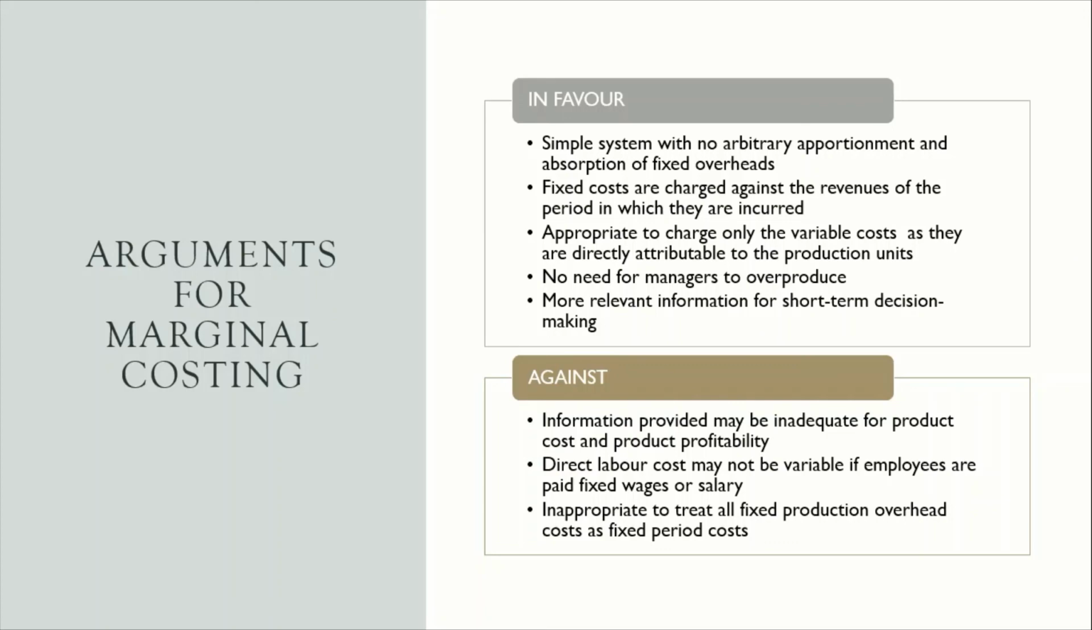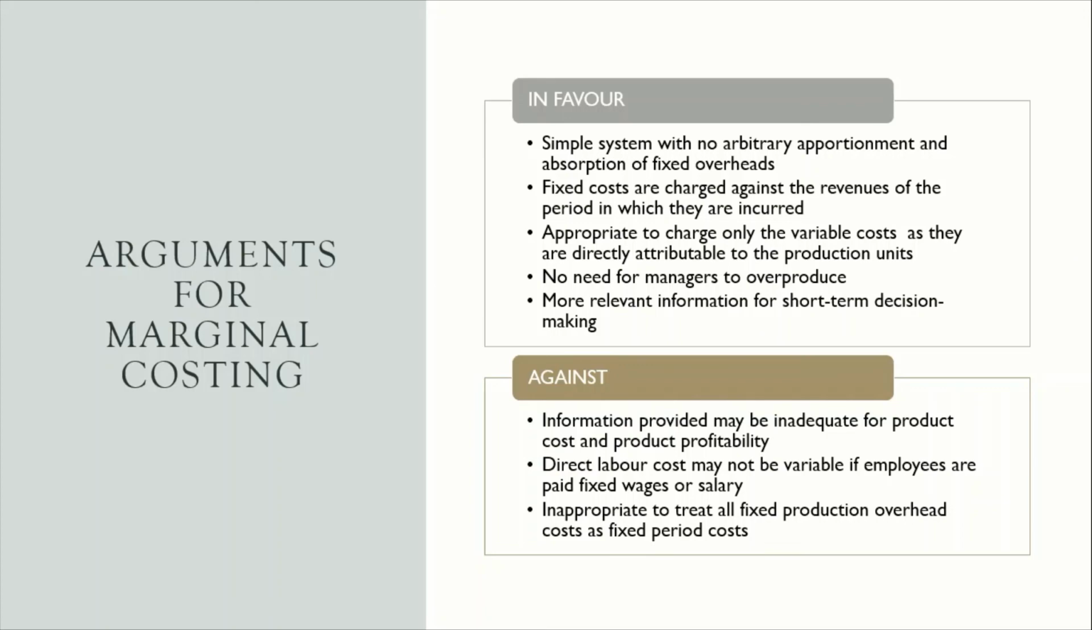People that are against the system say that the information provided may be inadequate for product cost and product profitability. Okay, so it's not suitable for any production total cost because we only took variable cost, as well as for product profitability. The second is that the direct labor cost may not be variable if employees are paid fixed wage or salary.